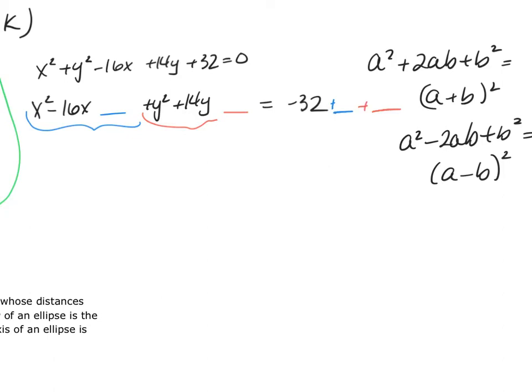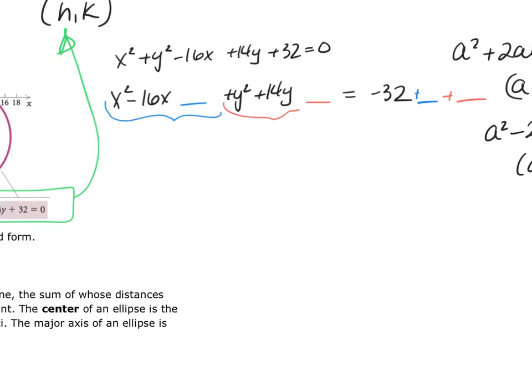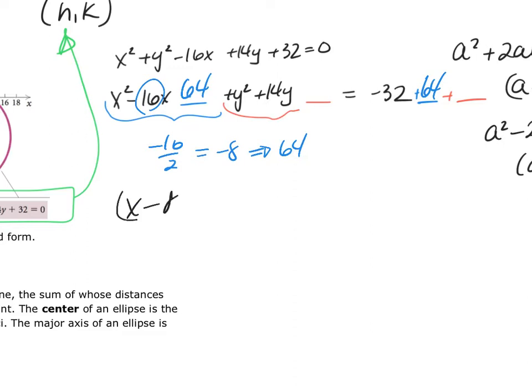Yes? Is that where you do 1/2 of b, and then square it? 1/2 of b, and then I square it. So b is this value right here. So I take this, negative 16, I divide by 2, which is negative 8, and then I square it, so it's 64. So I'm adding 64 right here, and I'm adding 64 right there. That makes this side become x minus 8, the quantity squared. So I've completed that part.